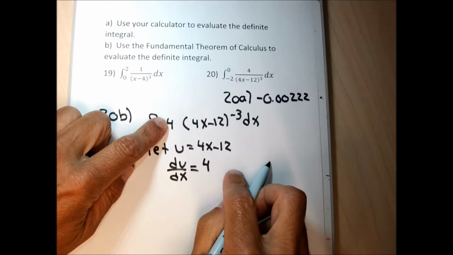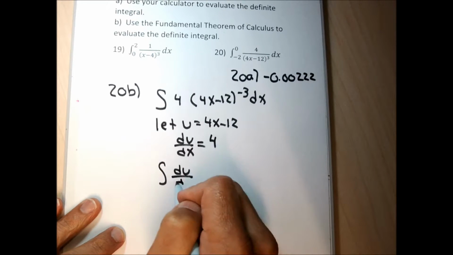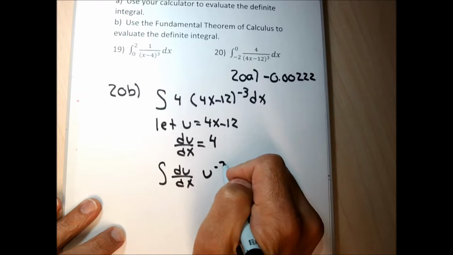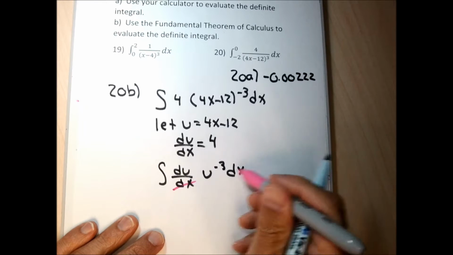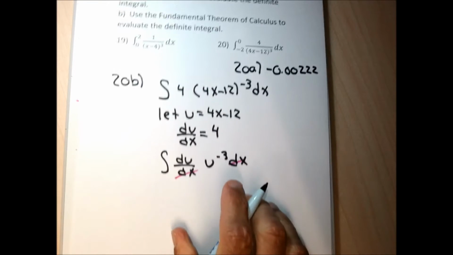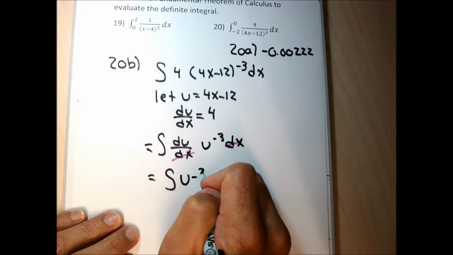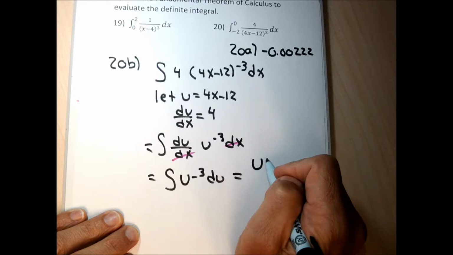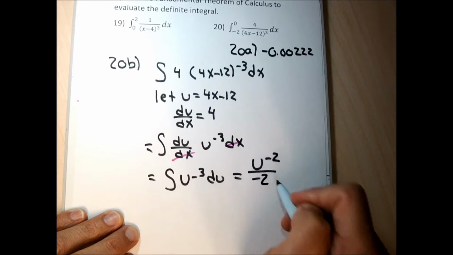So for that 4, I'm going to put a du dx. And for that, I'm going to put a u. I'm going to leave the exponent of -3, and I still have the dx, which is about to cancel. So this gives me the integral of u to the -3 du. I add 1 to the exponent. -3 plus 1 is -2, and I divide by -2.